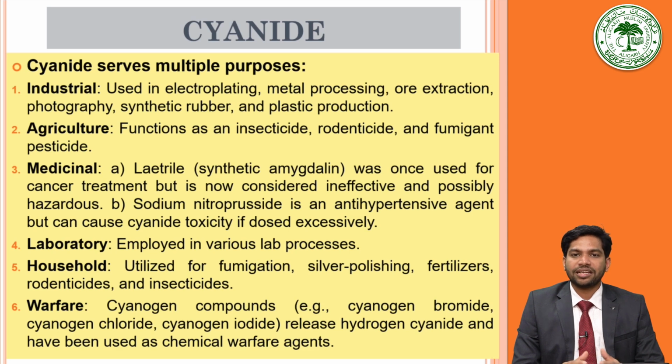In the laboratories, it is employed in various lab processes. For household purposes, it is used in fumigation, silver polishing, fertilizers, rodenticides and insecticides. As warfare gases, cyanogen compounds like cyanogen bromide, cyanogen chloride and cyanogen iodide release hydrogen cyanide and have been used as chemical warfare agents. In this way, cyanide is used for various purposes by humans.